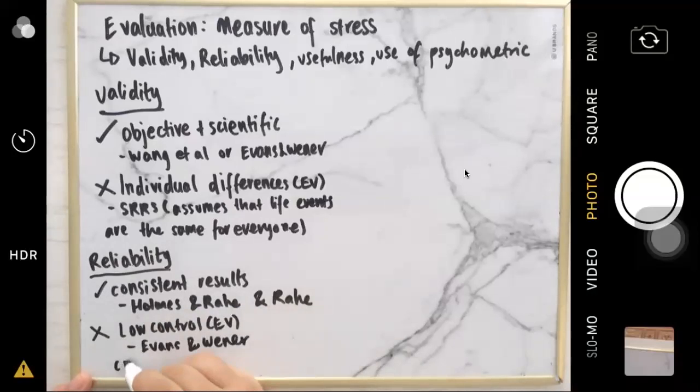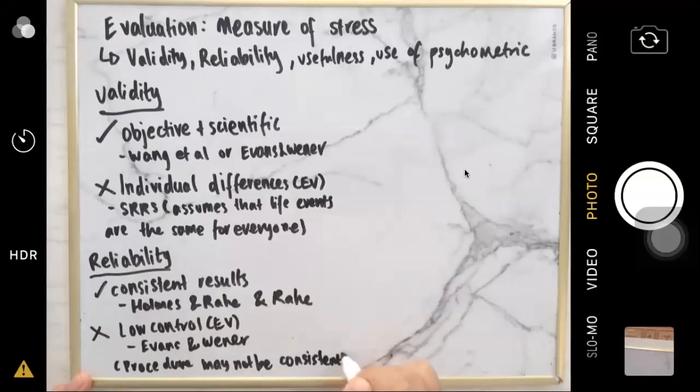So procedures may not be consistent. Even if you want to make it standardized as much as possible, if there are too many extraneous variables going on in the setting, it's difficult to make the procedure consistent and standardized. Okay?